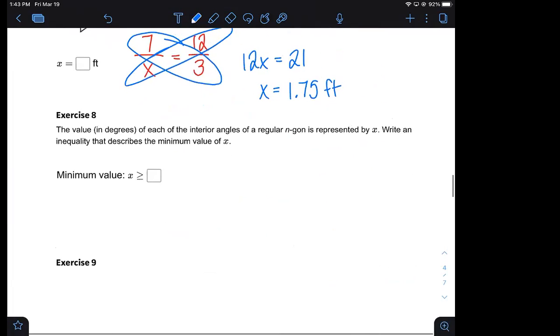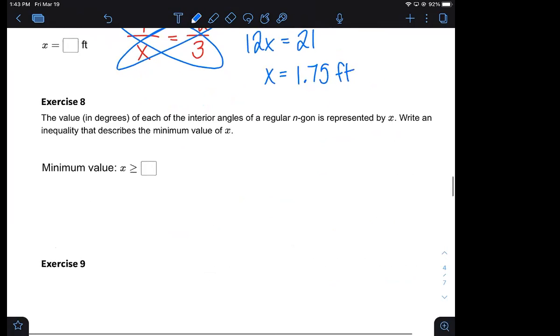Number 8, the value in degrees of each of the interior angles of a regular n-gon is represented by x. Write an inequality that describes the minimum value of x. Okay, so x is representing what here? The degrees of each of the interior angles of a regular n-gon.